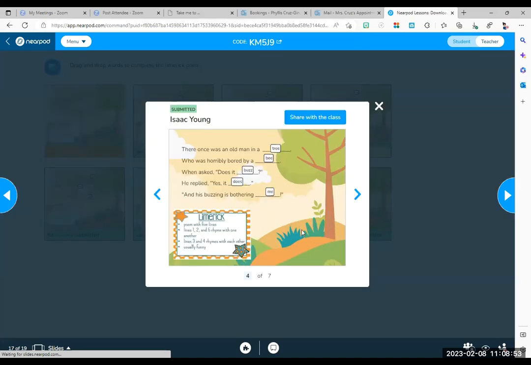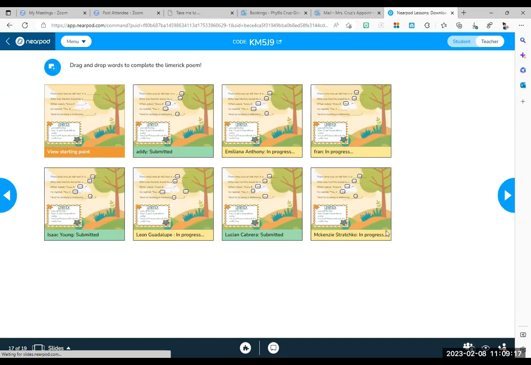Okay, let's try Isaac's. Oh, can I read it, Isaac? If you can unmute and we can hear you, you can read it with me. Here we go. There once was an old man in a tree who was horribly bored by a bee. When asked, does it buzz? He replied, yes, it does. And his buzzing is bothering me. That's a limerick. All right, love bugs.